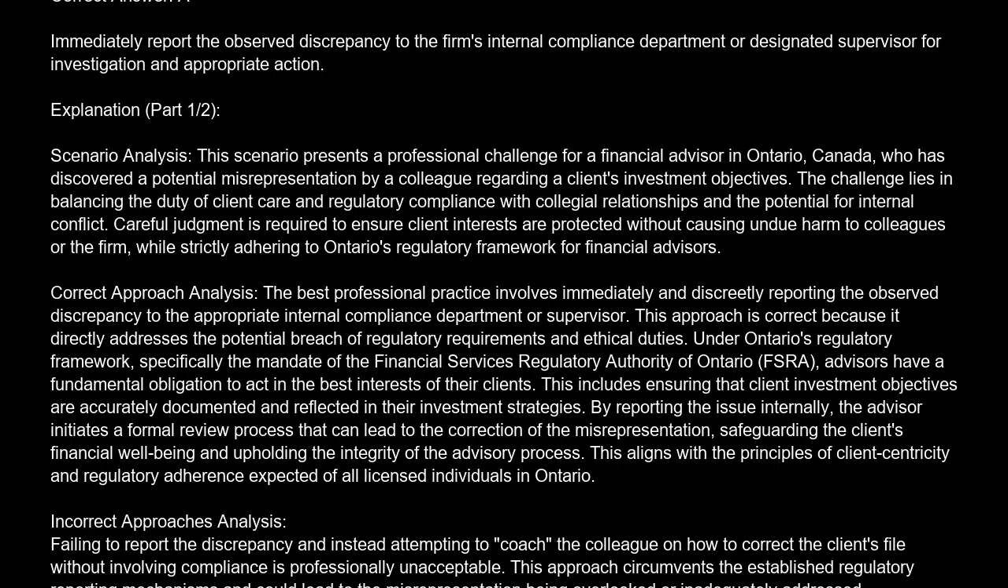This includes ensuring that client investment objectives are accurately documented and reflected in their investment strategies. By reporting the issue internally, the advisor initiates a formal review process that can lead to the correction of the misrepresentation, safeguarding the client's financial well-being and upholding the integrity of the advisory process. This aligns with the principles of client centricity and regulatory adherence expected of all licensed individuals in Ontario.